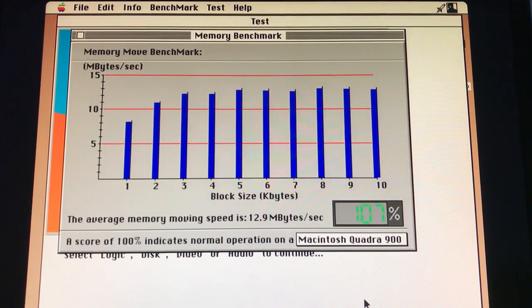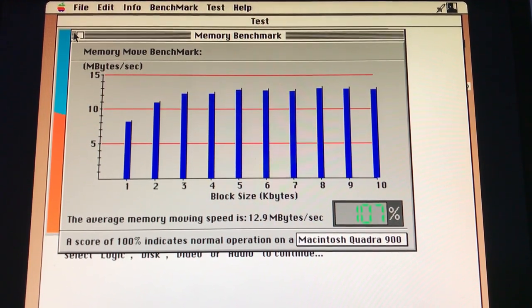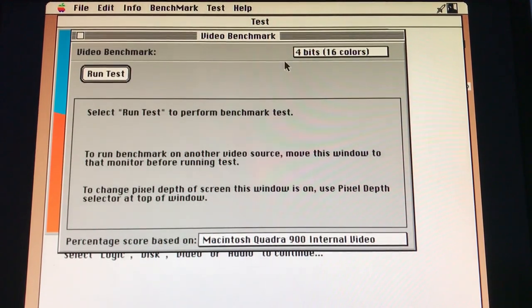And against a Quadra 900, it's exactly like a Quadra. So, the radios do not lie. The rocket gets you Quadra level performance. Very impressive. Next, the video benchmark. We're gonna do it at 256 colors.